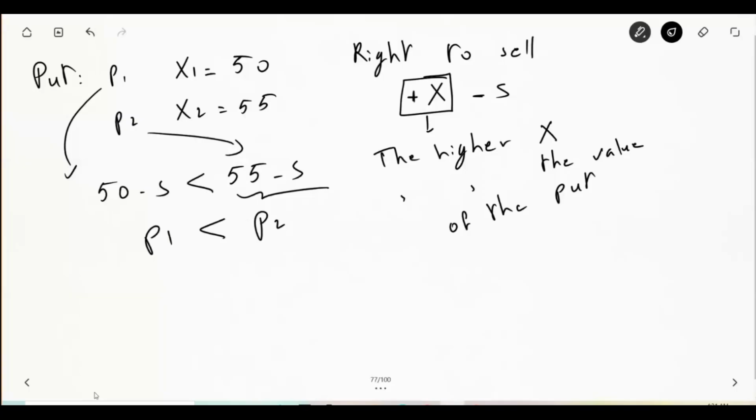So here the relationship is the opposite of that of a call option. So when the strike price X increases, the put option will increase in value while the call option will decrease in value. For the stock price S, the higher the stock price, the lower the value of the put option and the higher the value of the call option.